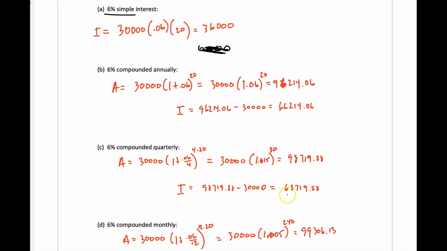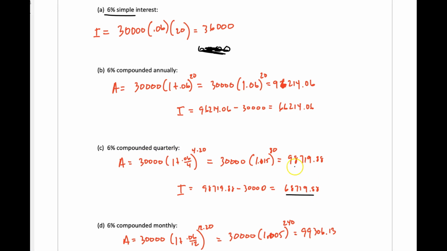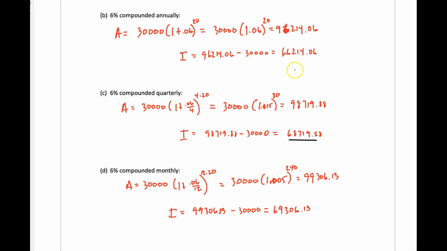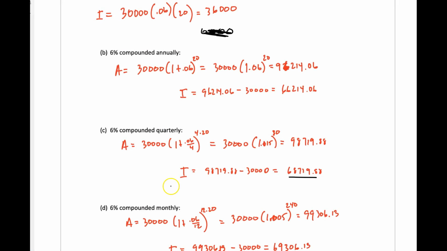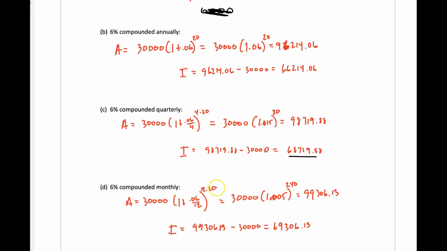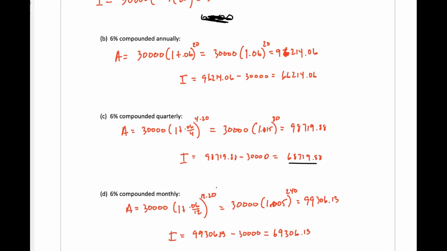Compounded quarterly, you end up with 68,000. Again, after this is your total, you subtract out what you deposited. Compounded monthly, you end up with 69. So you can see it's not that much of a difference between monthly, quarterly, and annually, but it is more the more you can compound your money. And that's compound interest.